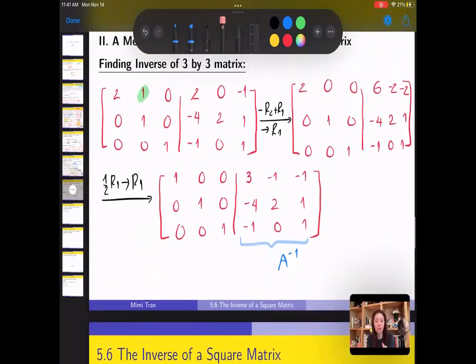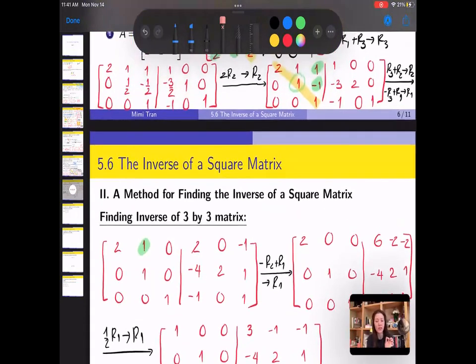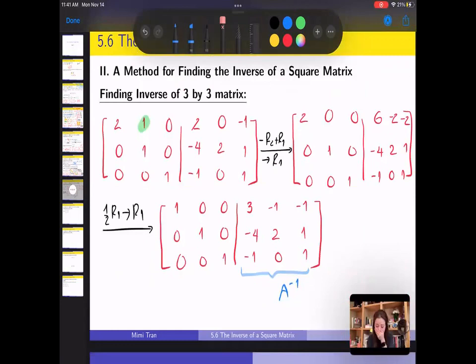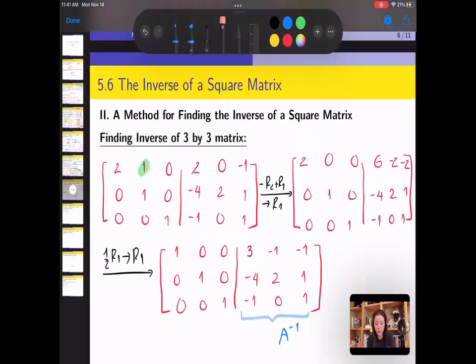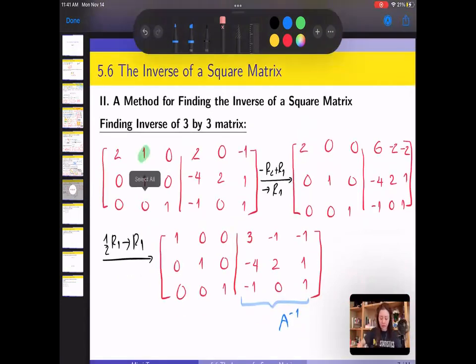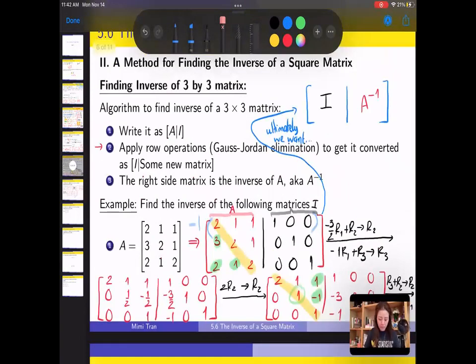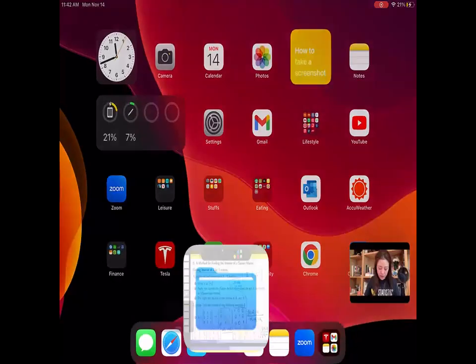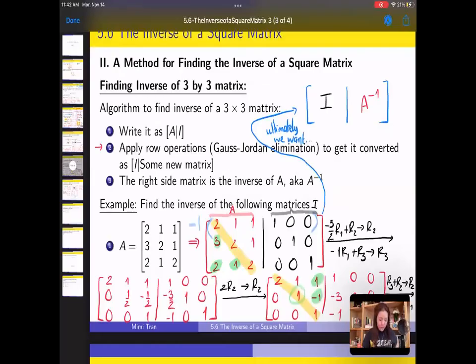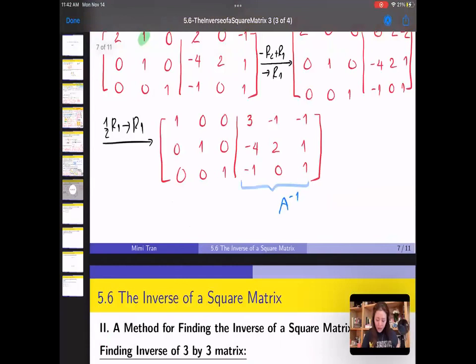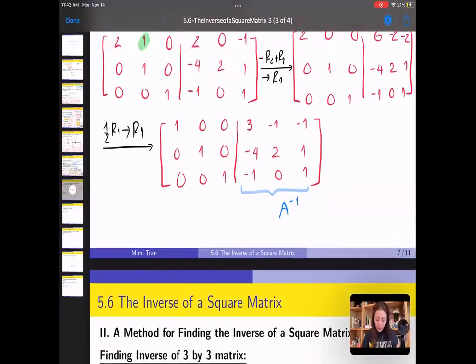So that's the procedure, right? The only thing you have to be careful about is that during the process, it's very easy to make a mistake. Let's check first, and I'll tell you what I'm going to do on the exam. Now let me check with the test thing. Let me see what my A inverse is. Come on, it's lagging again. 3, -1, -1, -4, 2, 1, -1, 0. Okay, all right, that's A inverse.